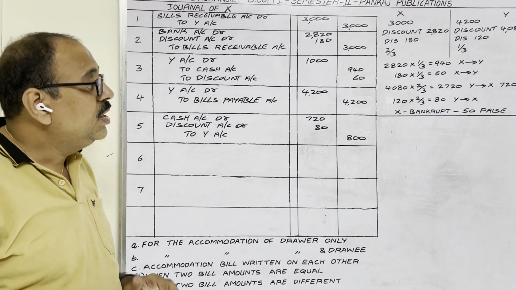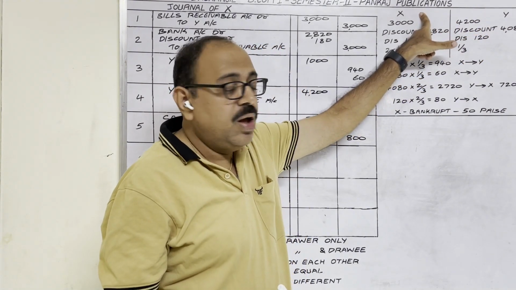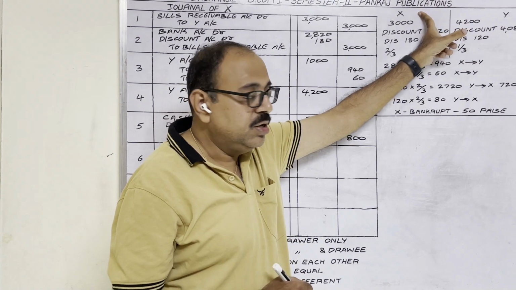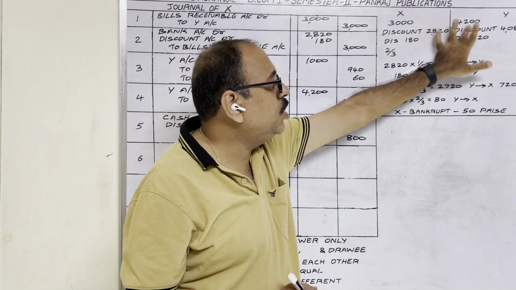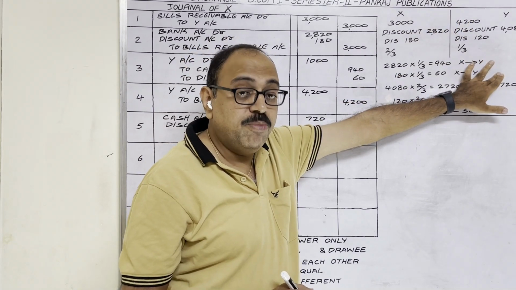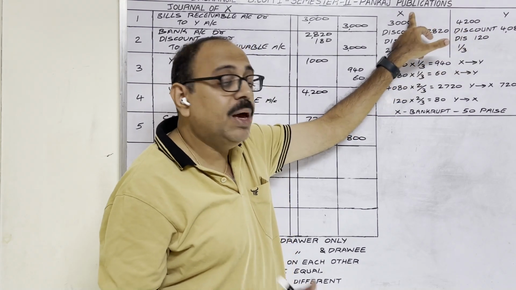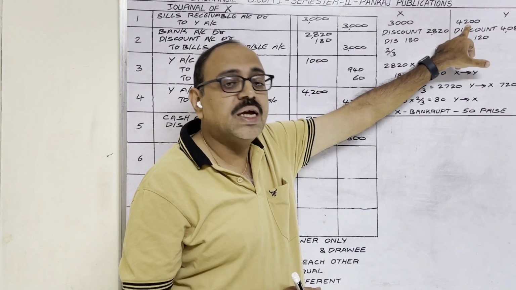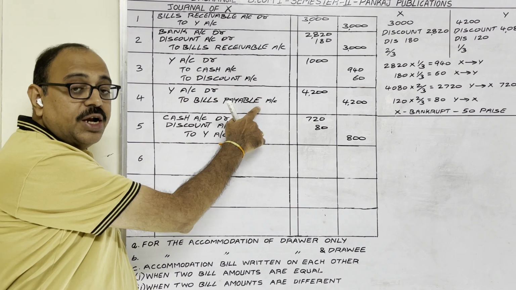Next, for this second bill, X is the drawee. On the due date of the second bill, X has to honor this bill. So when the bank comes to X, X has to pay 4,000 rupees to the bank. But before the due date of this second bill, X became bankrupt and he is unable to honor this second bill. In that case, first we should cancel this second bill.